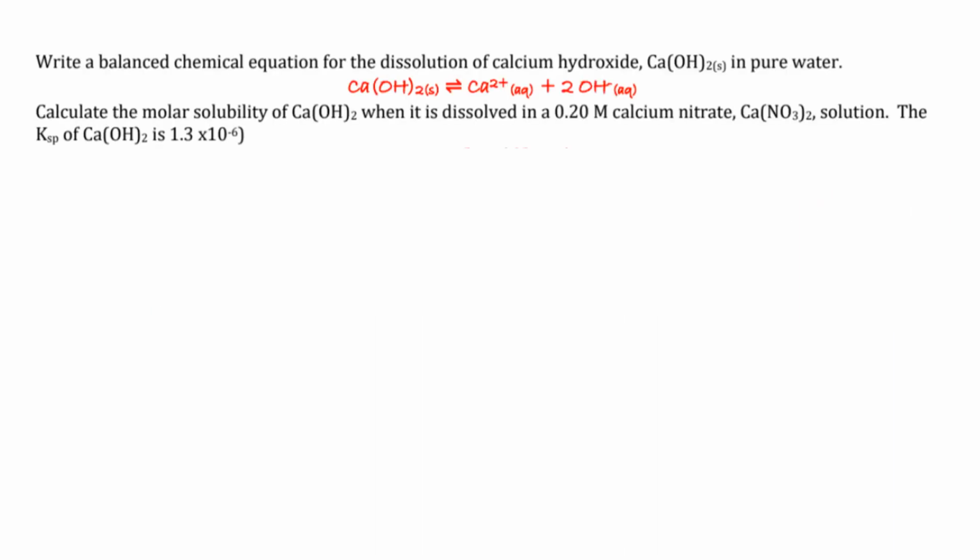Anyway. So write a balanced equation for the dissolution of calcium hydroxide in pure water. Calculate the molar solubility of calcium hydroxide when it's dissolved in 0.2 molar calcium nitrate solution. The Ksp of calcium hydroxide is 1.3 times 10 to the negative 6.